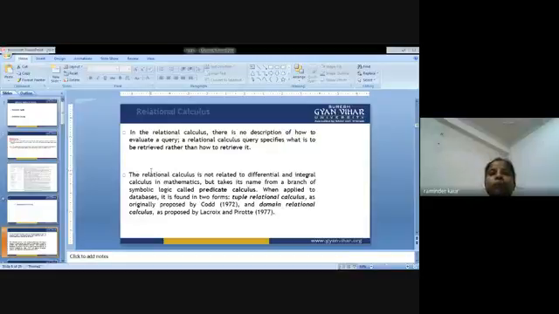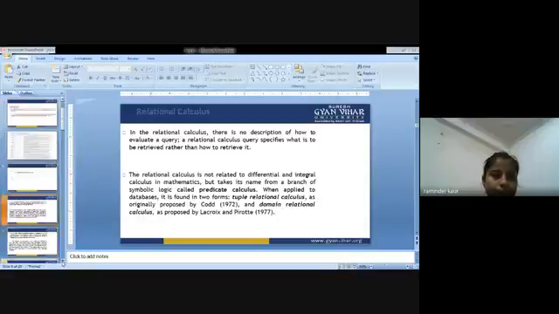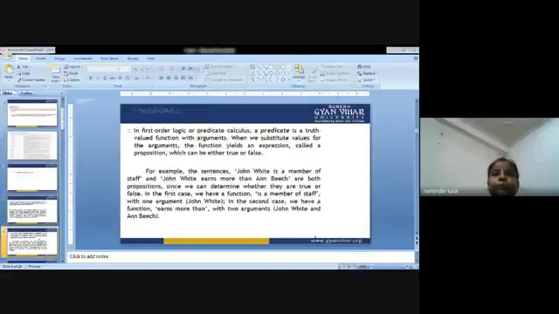But it takes its name from a branch of symbolic logic called predicate calculus. When applied to databases, it is found in two forms: tuple relational calculus, originally proposed by Codd in 1972, and domain relational calculus, proposed by Lacroix and Pirotte in 1977. So in first order logic, we are going to study about predicates.